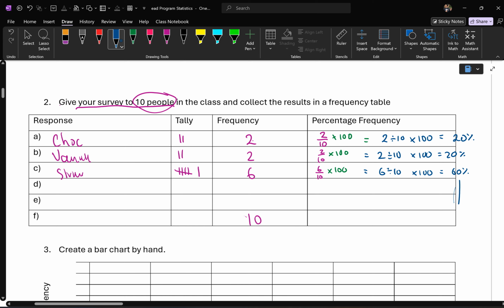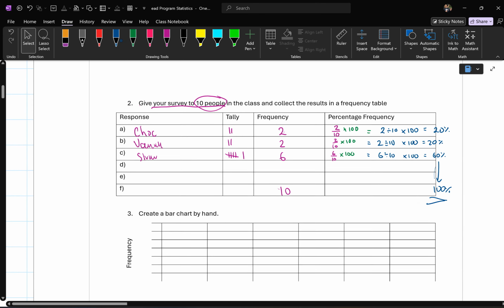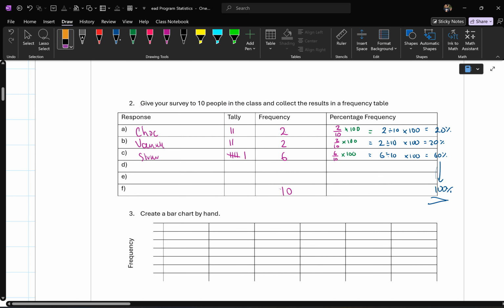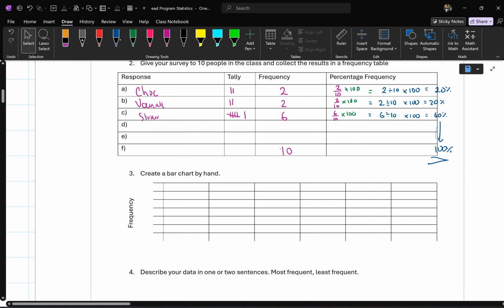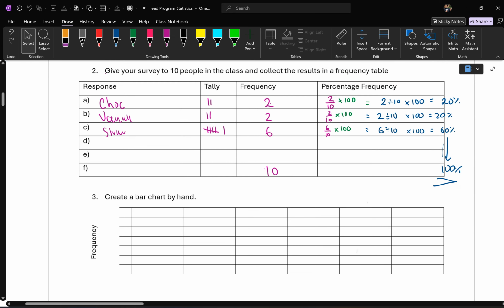So they should all add up to 100%, because that's everyone. Okay, so that's an example. Don't stick to my example. Just come up with your own. That's the idea. I'm just guiding you through this. Okay, and then once you've got this, now they want you to draw a histogram.